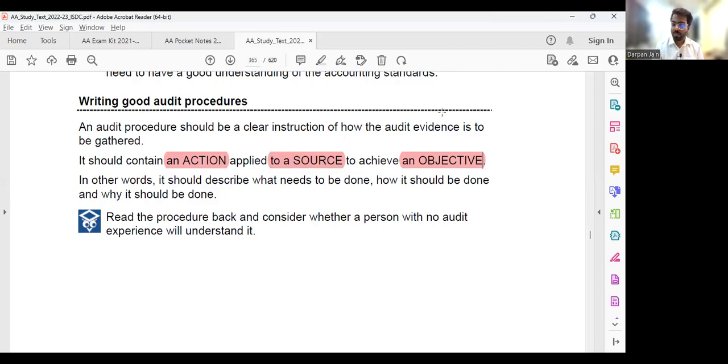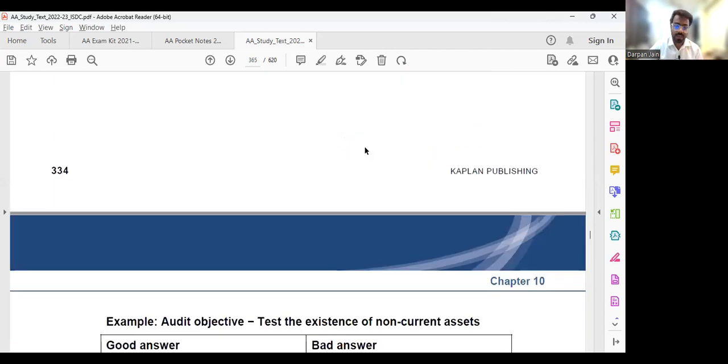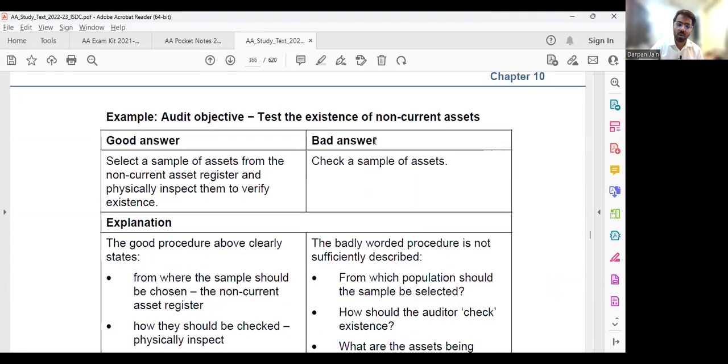Objective is nothing but CWOP. Objective is nothing but the assertions that you have already seen. Great. Now, let's see some examples of good audit procedures and a bad audit procedure.